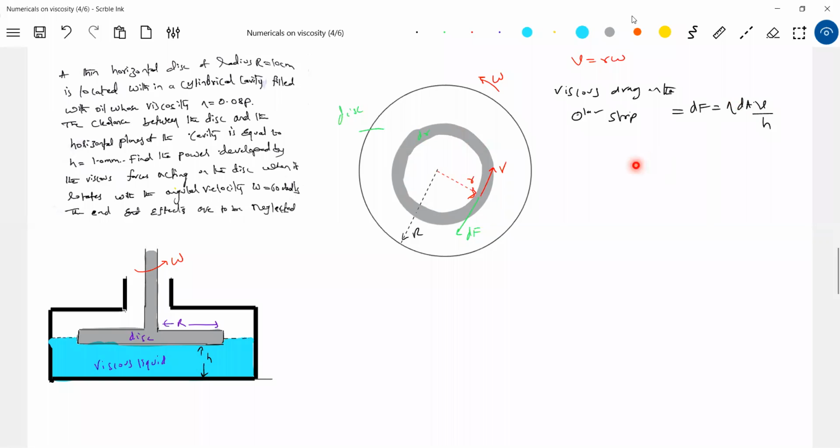Anybody? dA is 2 pi r dr. What is v? v is r omega by h. So everything will become 2 pi eta omega by h, h will come as it is, r square dr. Okay, this is the force.